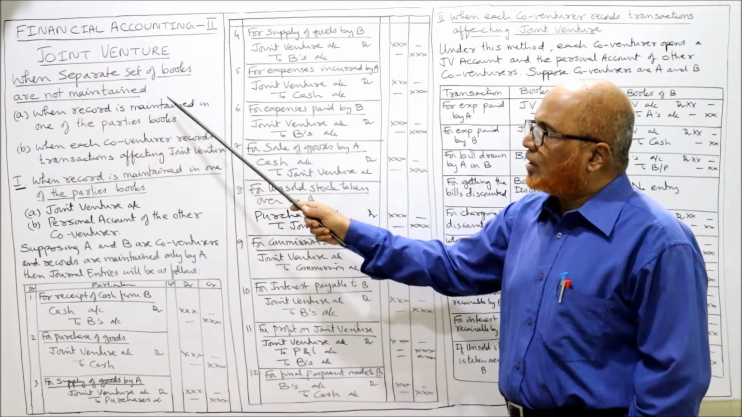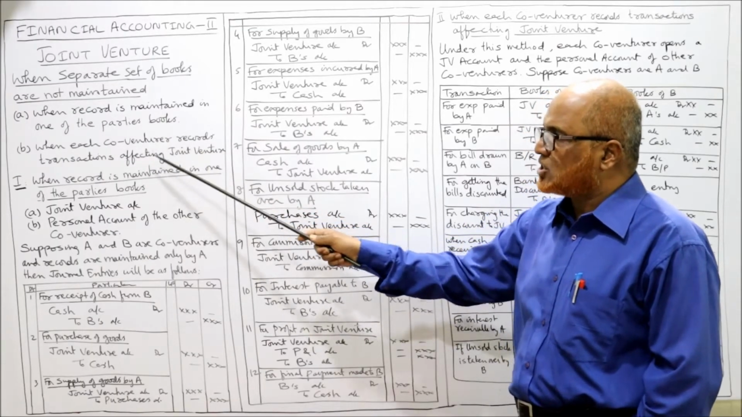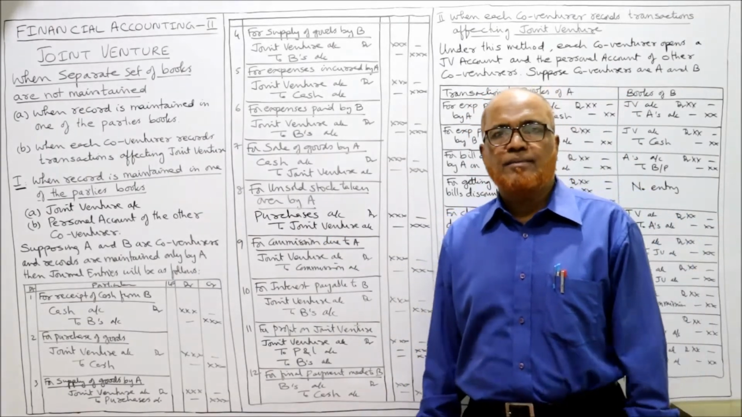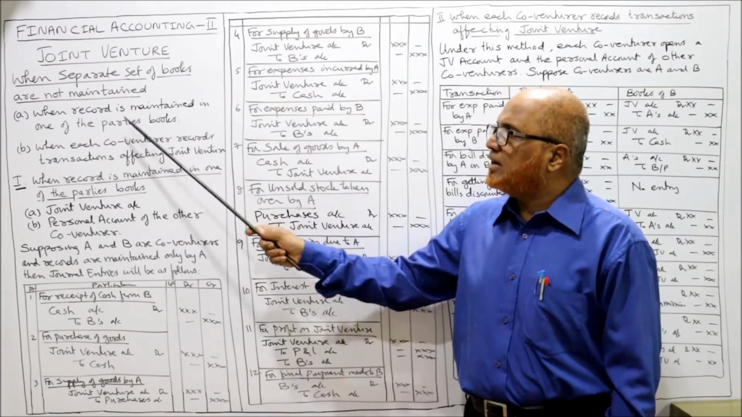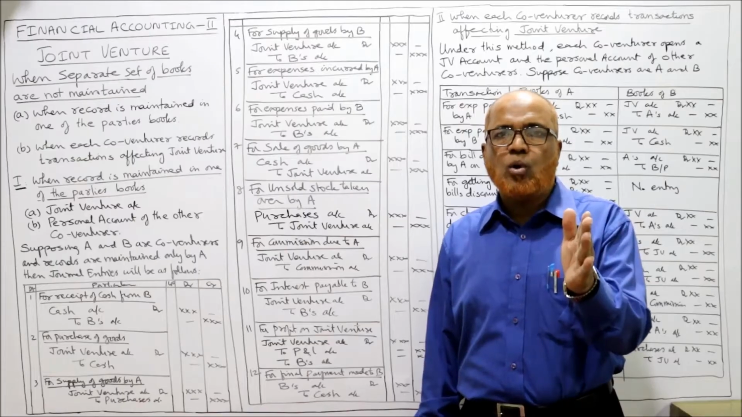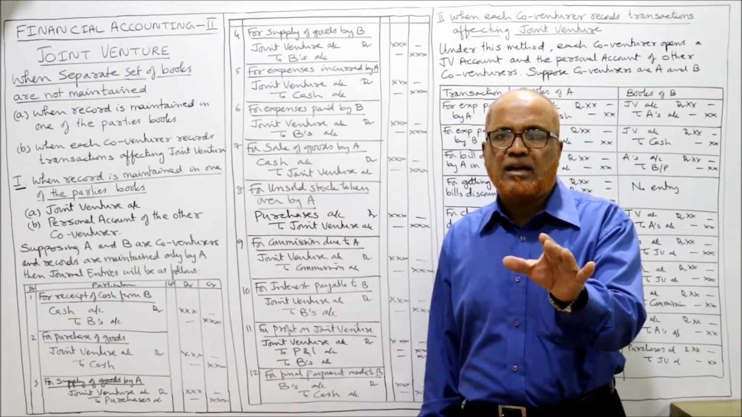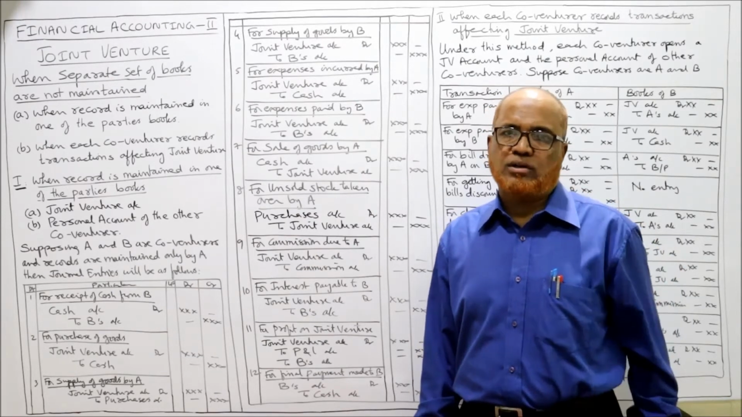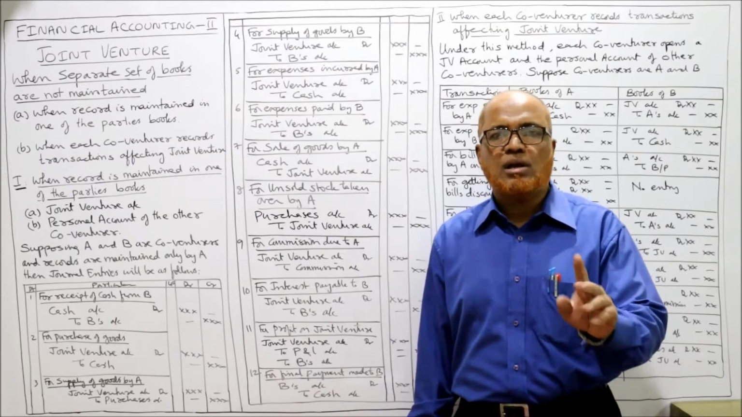When no separate set of books are maintained, there are two methods of maintaining the accounts. The first method, when record is maintained by one of the parties' books. Again, if there are two parties, A and B, who are the co-venturers, and they have agreed that all the accounts will be maintained by A only. B will simply contribute the capital, but he will not maintain any accounts. All the accounts are maintained by A only.